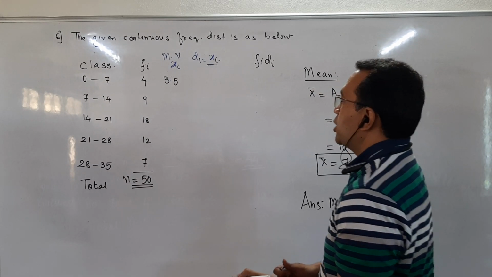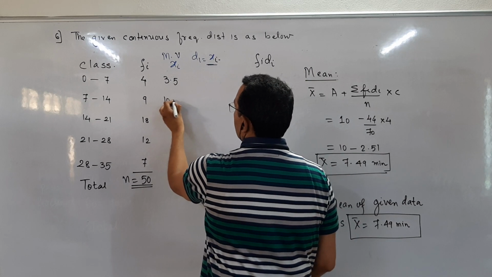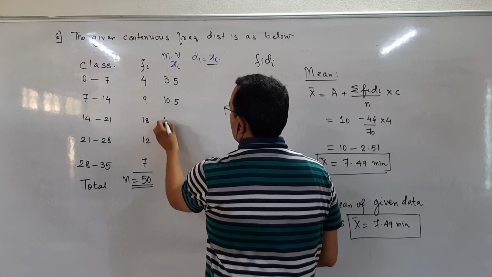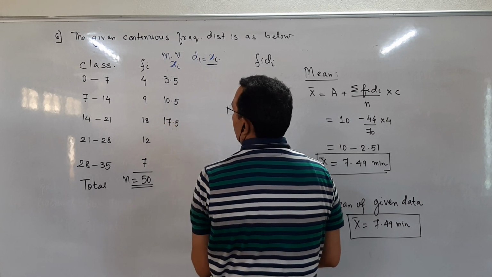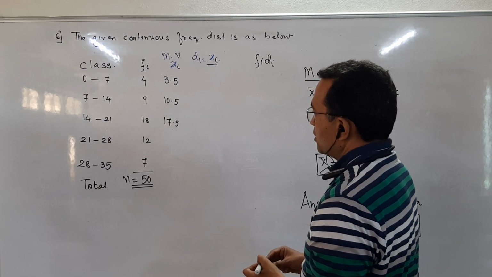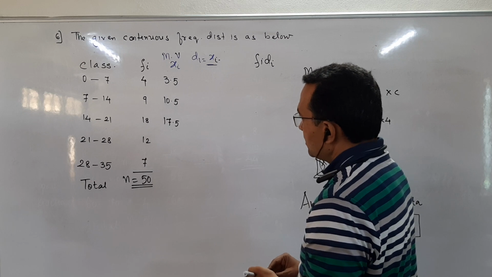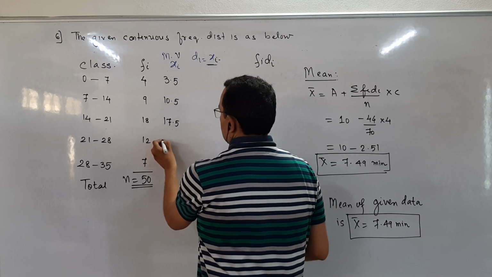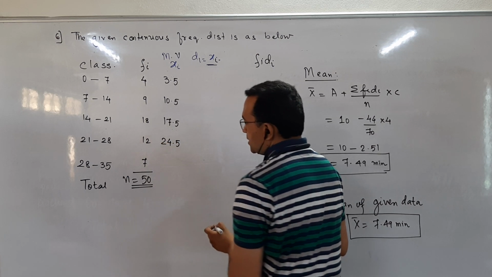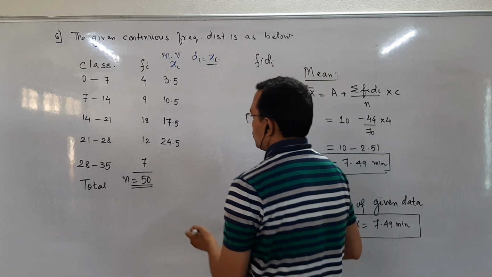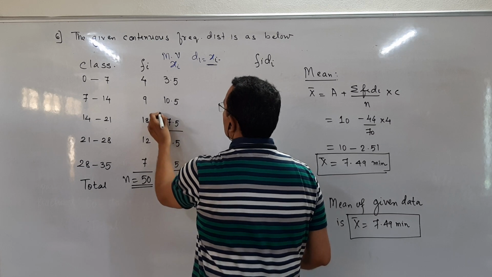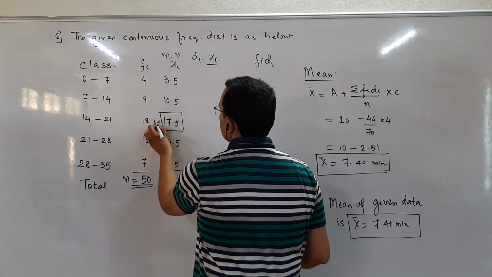Then 21 by 2, so 10.5. Then you can say 35 by 2, so 17.5. Then 49 by 2, students, yes, 49 by 2, so this is 24.5. And this will be 63 by 2, so 31.5. Middlemost value is always taken as assumed mean.